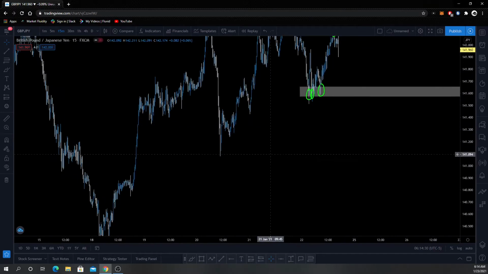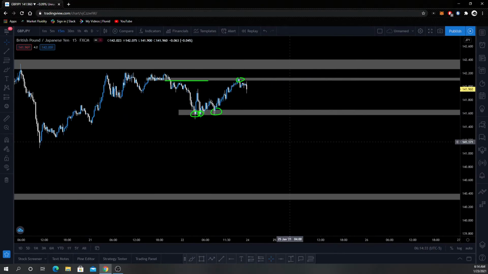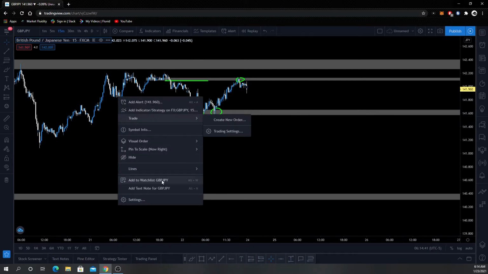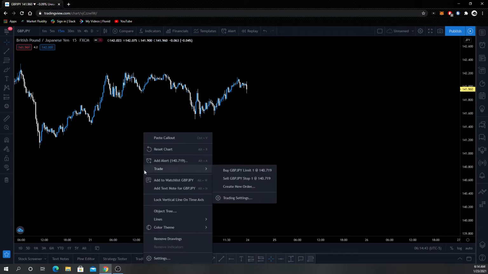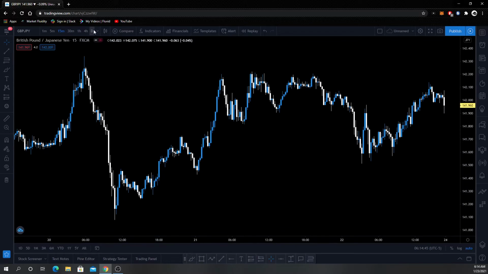And I think that sums up support and resistance for now. There's nothing more I could talk about other than this. So now we'll talk about top-down analysis. Okay, let's remove the drawings and let's reset the charts and go to the daily time frame.